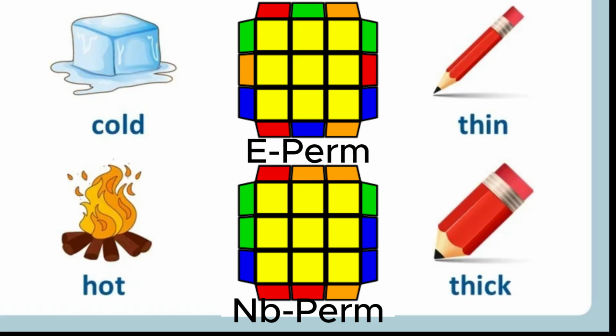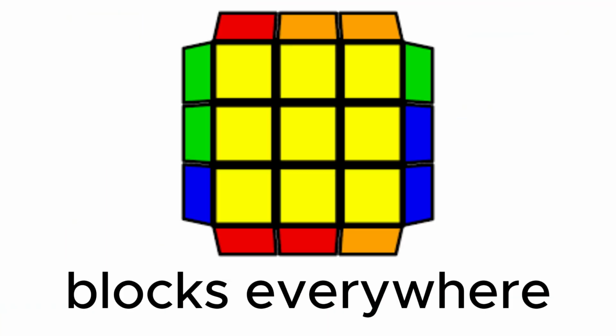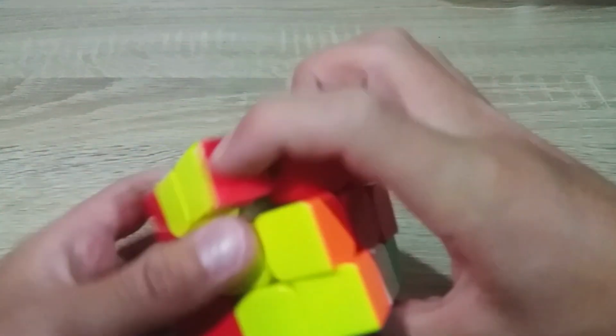Now the complete opposite of the E-Perm. It's easy to recognize by the algorithm. Now we come to the D tier.